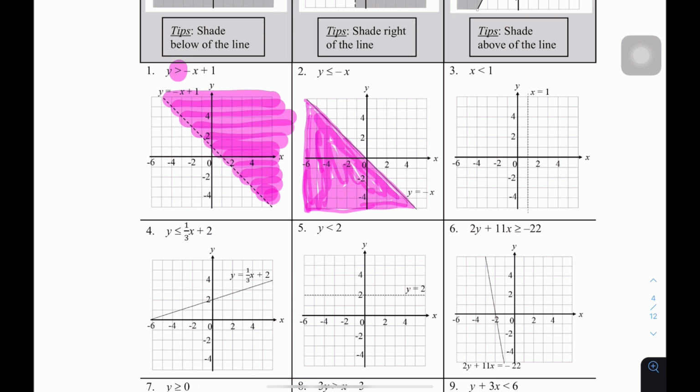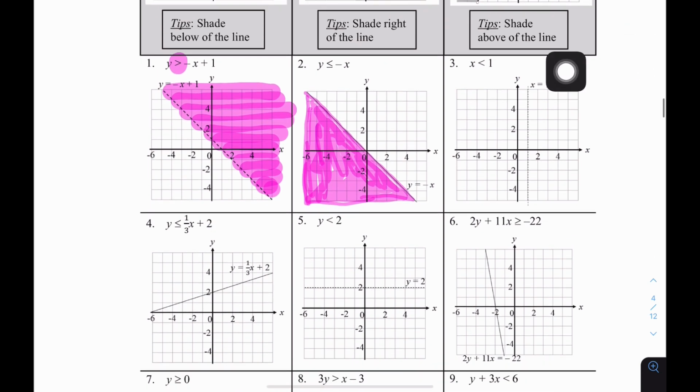Lebih cantik-cantik lah. Okay, boleh. Okay, next. Okay, x is less than 1. Okay, nampak tak? Tak ada equal sign, so dotted line. So, x is less than 1, so to the left.